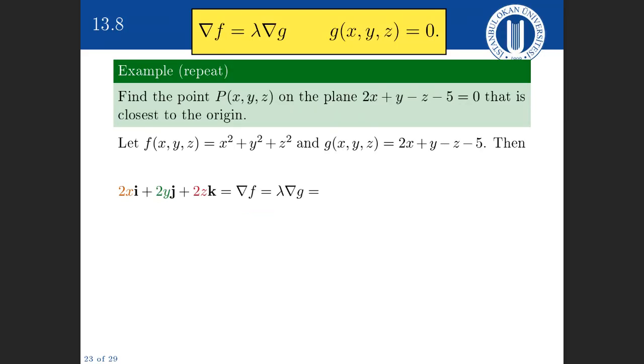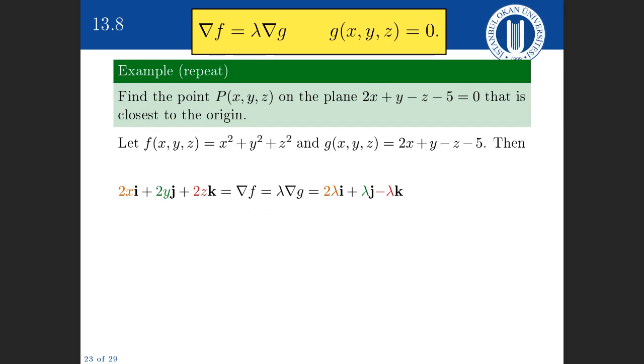What is nabla f? Nabla f is 2x i plus 2y j plus 2z k. What is nabla g multiplied by this extra constant lambda? 2 lambda i plus lambda j minus lambda k. Right, differentiate g with respect to x, we get 2. Differentiate g with respect to y, we get 1. Differentiate g with respect to z, we get minus 1. And then multiply everything by lambda.